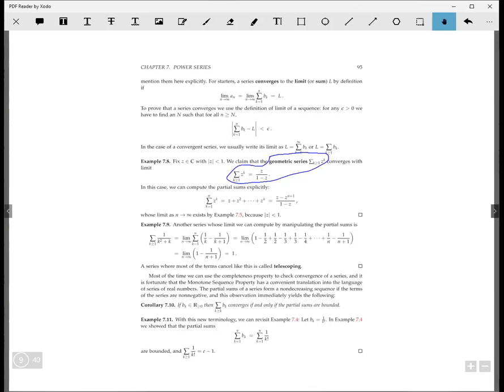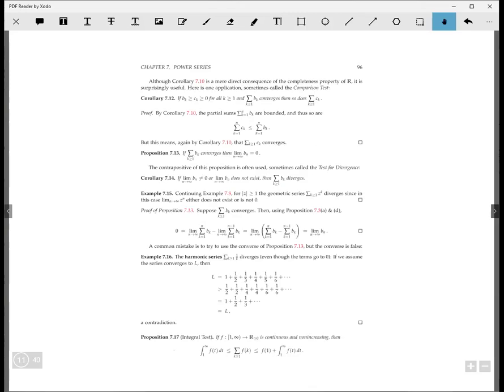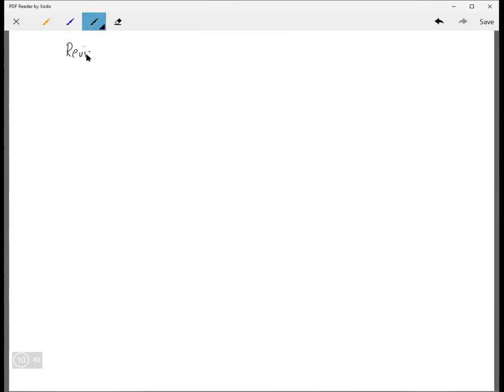Another thing that I would want to point out is, wait, where am I? I want to review a few things from, I need to review a few things from calculus. Okay, so review from Calc 2.